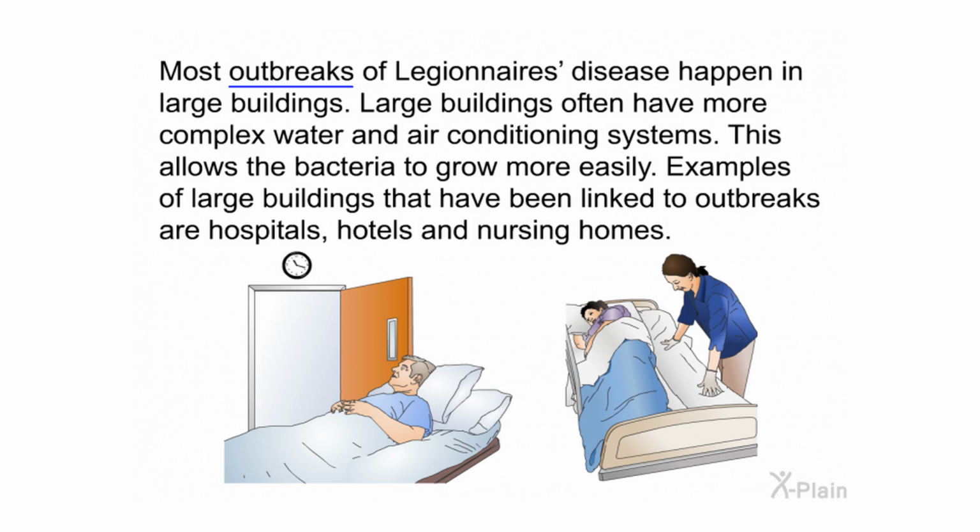Most outbreaks of Legionnaires' disease happen in large buildings. Large buildings often have more complex water and air conditioning systems. This allows the bacteria to grow more easily. Examples of large buildings that have been linked to outbreaks are hospitals, hotels, and nursing homes.